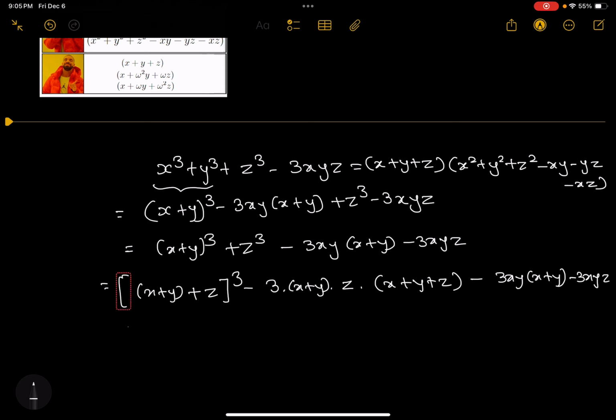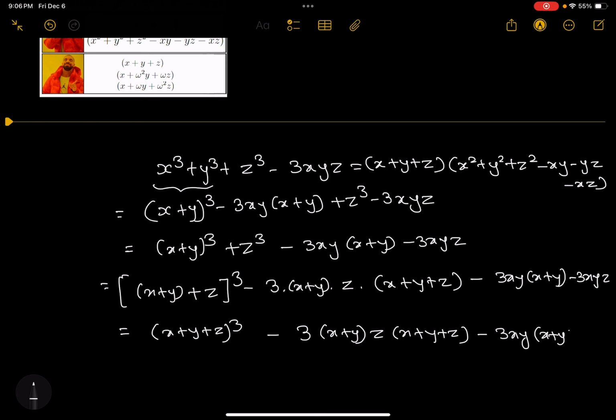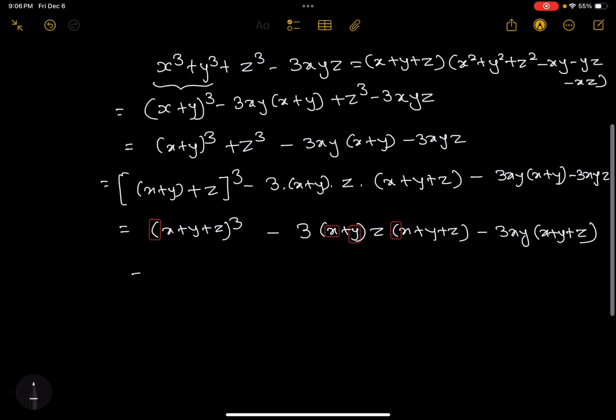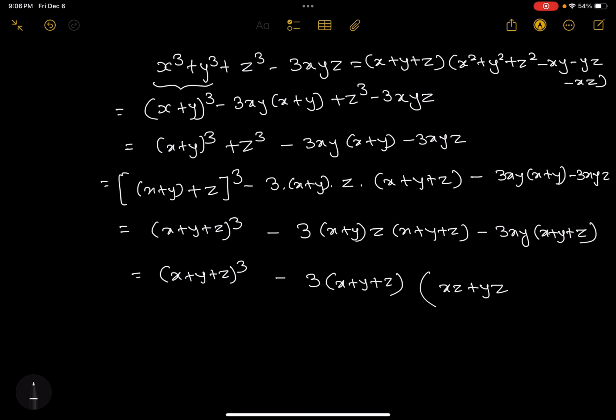So now this is just x plus y plus z whole cube minus, over here we have 3 times x plus y, z, times x plus y plus z. Over here also, if we take negative 3xy common, we will just have x plus y plus z. So now this is x plus y plus z whole cube minus, if you take negative 3 times x plus y plus z common, over here you will just have xz plus yz, and over here you will just have xy.